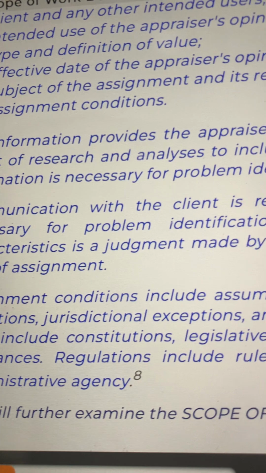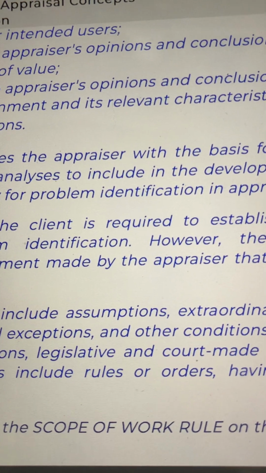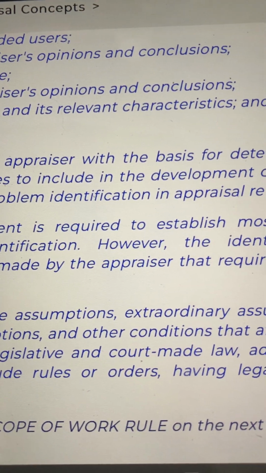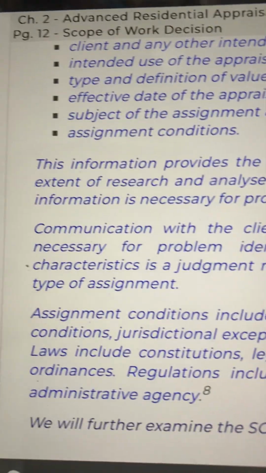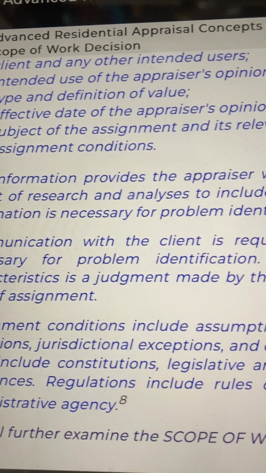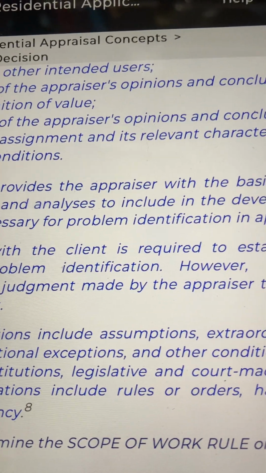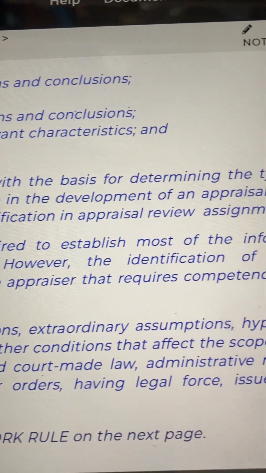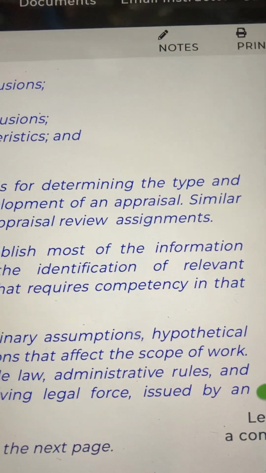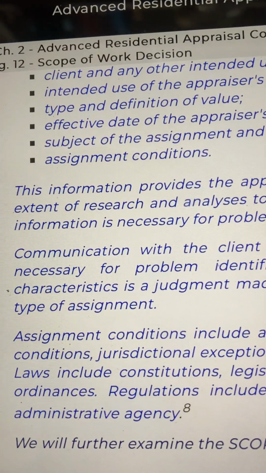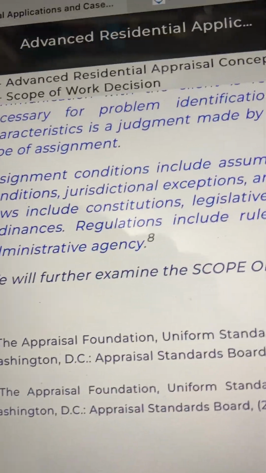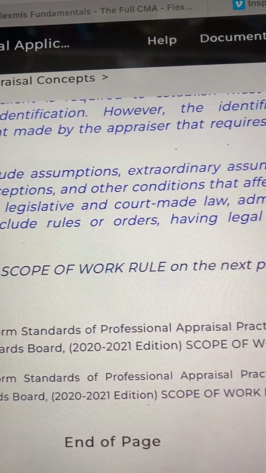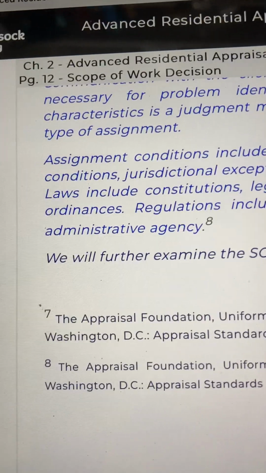Laws include constitutions, legislative and court-made law, administrative rules, and ordinances. Regulations include rules or orders having legal force issued by an administrative agency. We will further examine the scope of work rule on the next page. End of page.